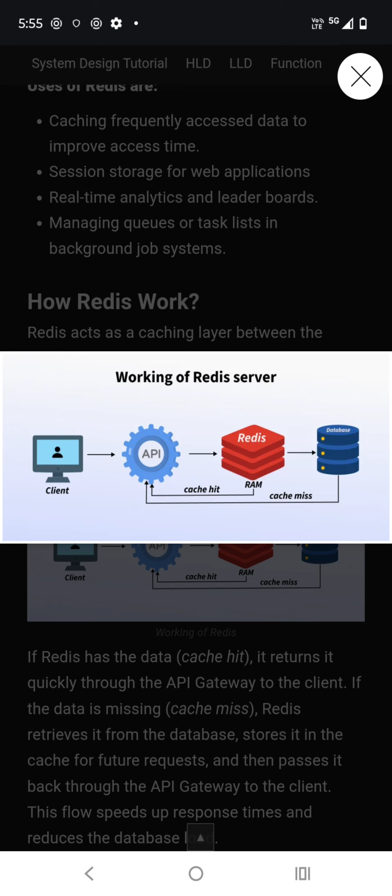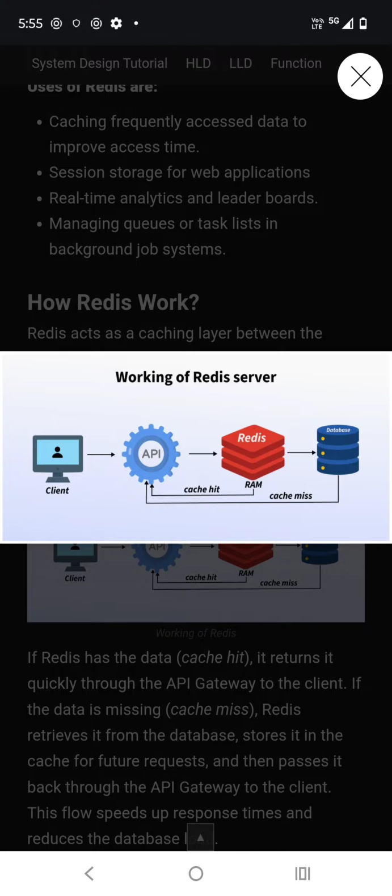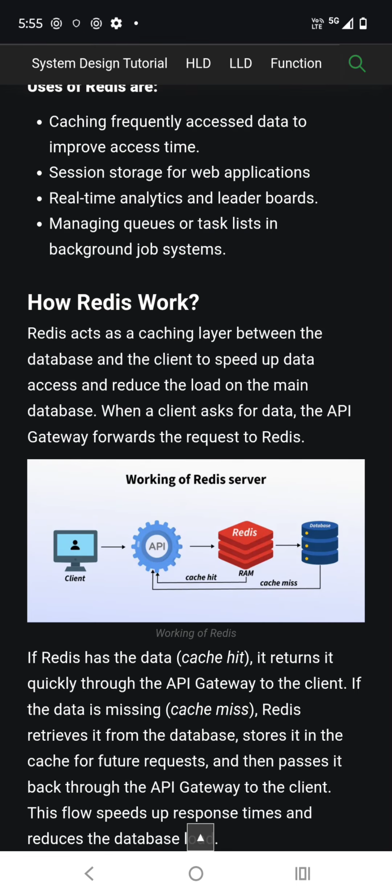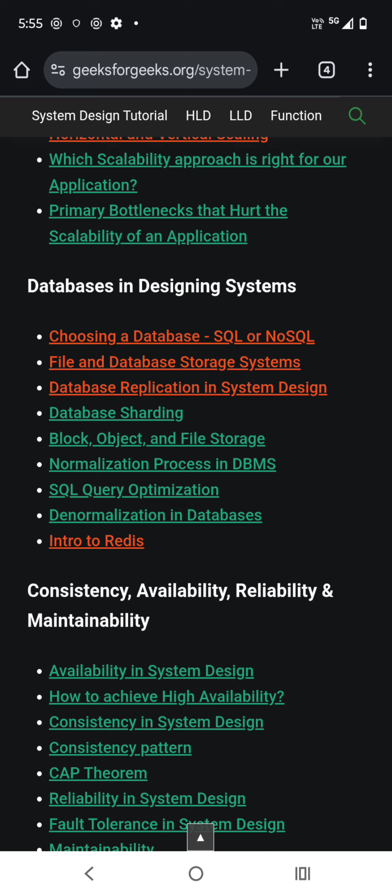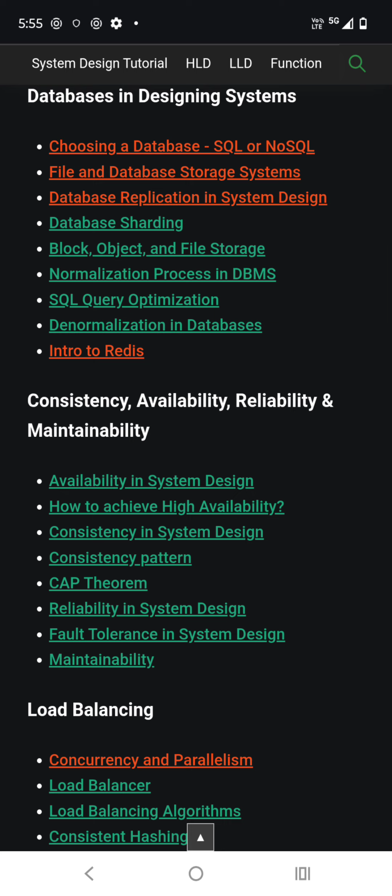So here, what cache hit and cache miss mean: when you send a request, if the data is available in the Redis database cache, then we call it a cache hit. In case the data is not available in the cache, then we call it a cache miss. Then the request goes to the database layer. So we need to understand this is a kind of caching purpose.